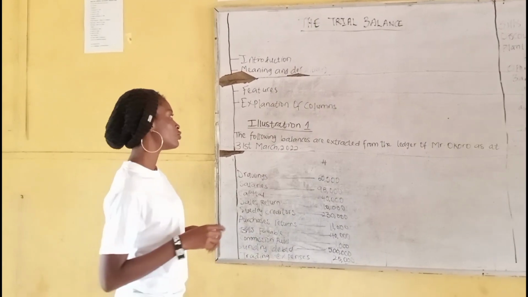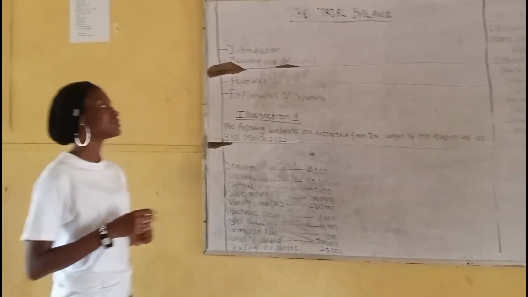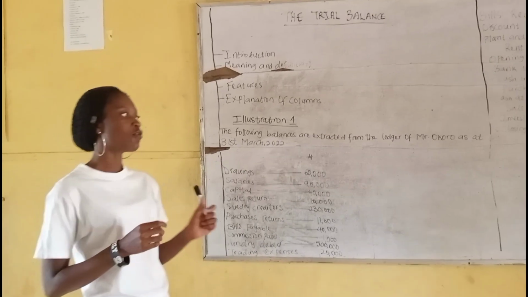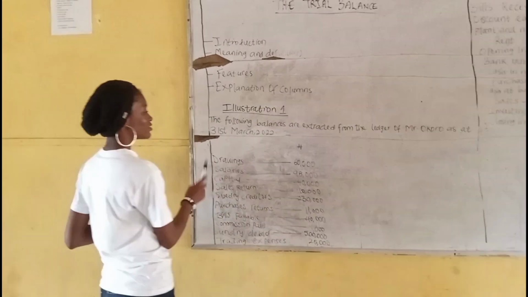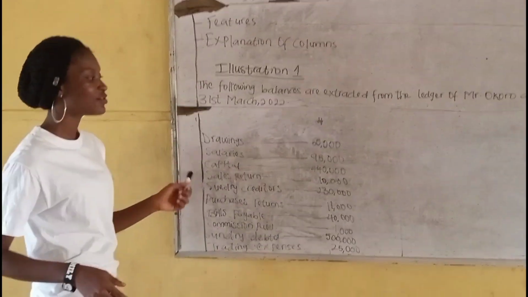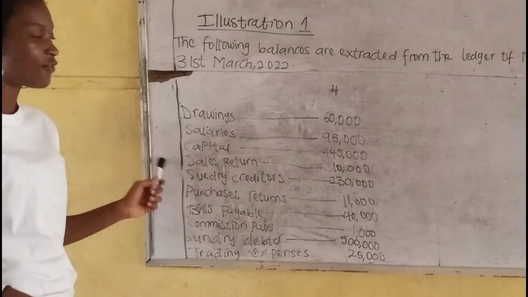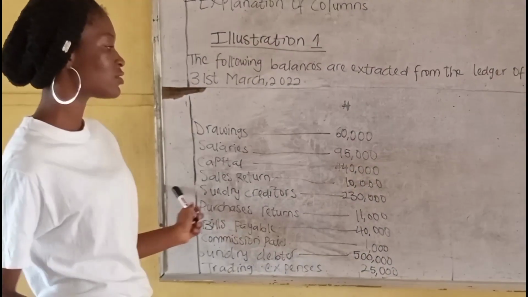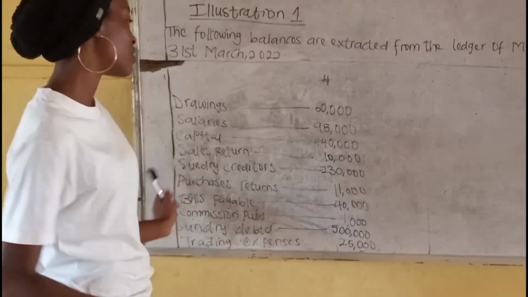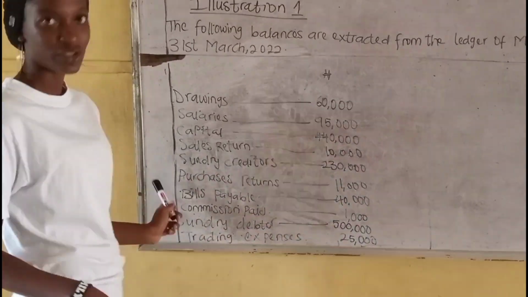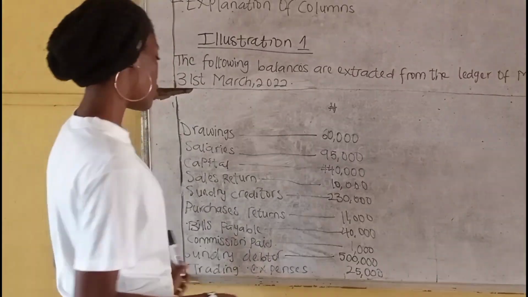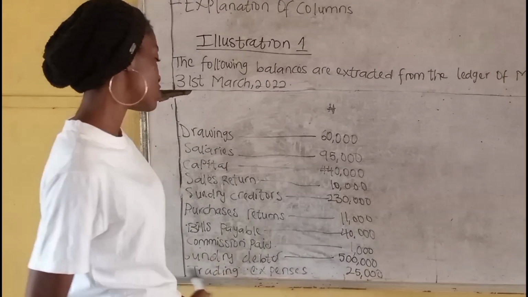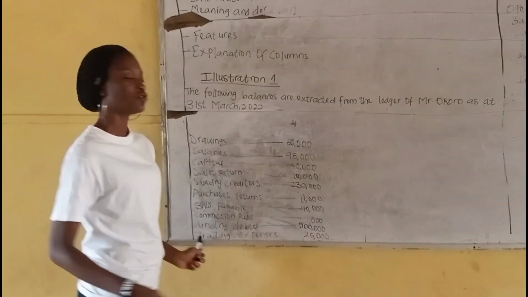So we'll move to illustration 1. The following balances are extracted from the ledger of Mr. Okoro as at 31st March 2022. We have drawings amounting to 60,000, salaries 95,000, capital 440,000, sales return amounting to 10,000, sundry creditors 230,000, purchases return amounting to 11,000, bills payable 40,000, commission paid 1,000, sundry debtors 500,000, trading expenses 25,000.